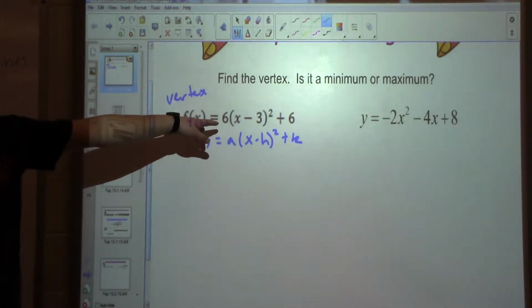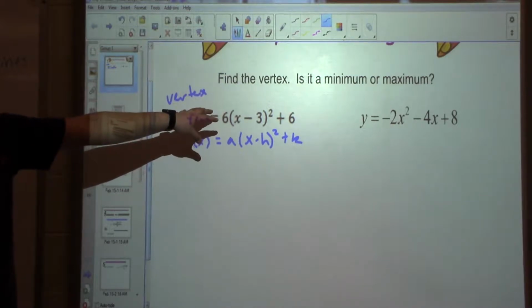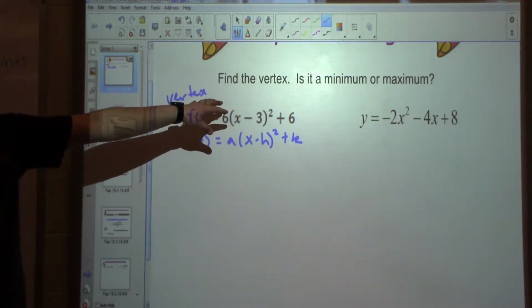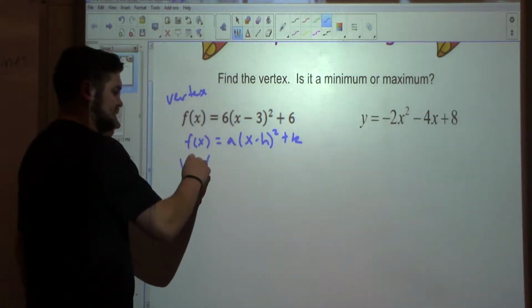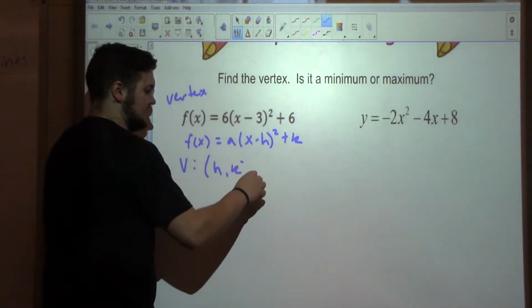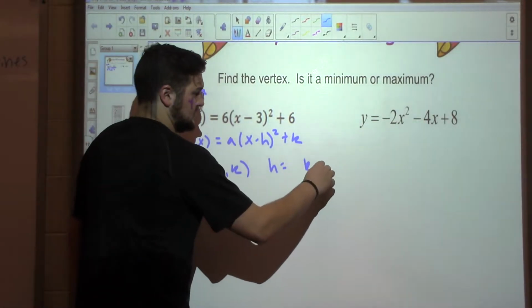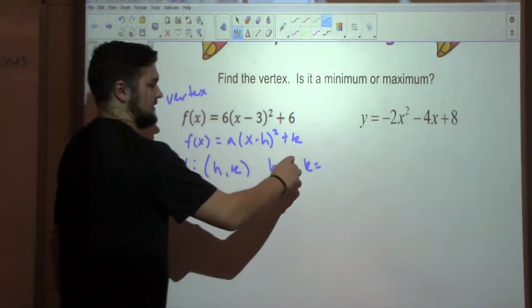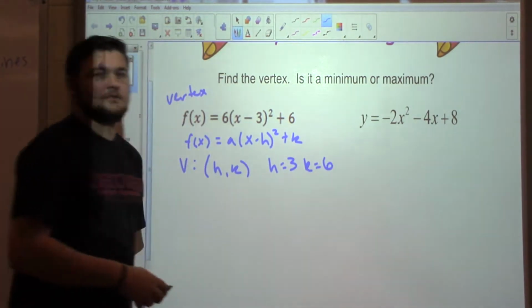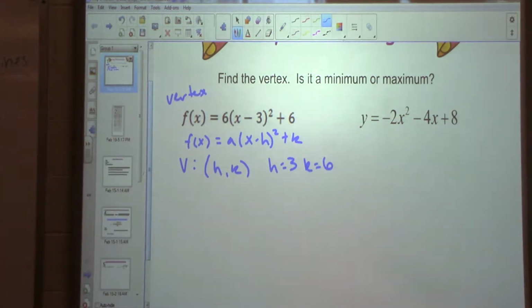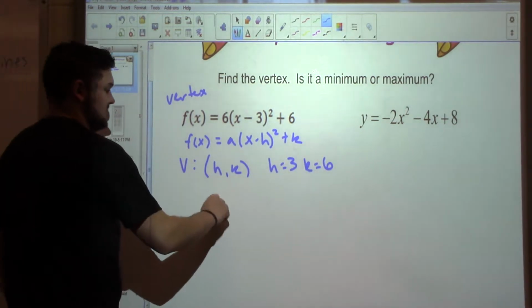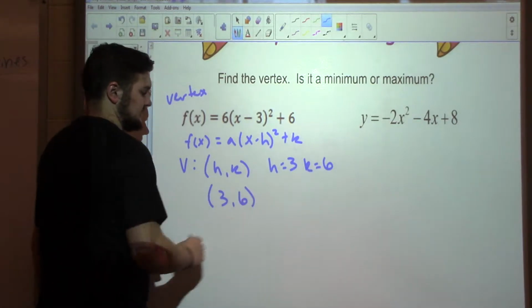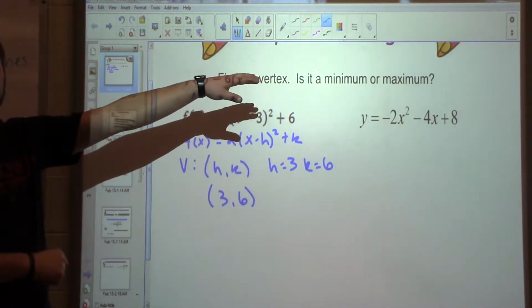Alright, what's my vertex here? How do I find my vertex? H comma k. So vertex h comma k. Well, what does h equal? What does k equal? H equals 3, k equals 6. So my vertex should be at 3, 6. Like I said, we'll come back to the minimum maximum question in a second.